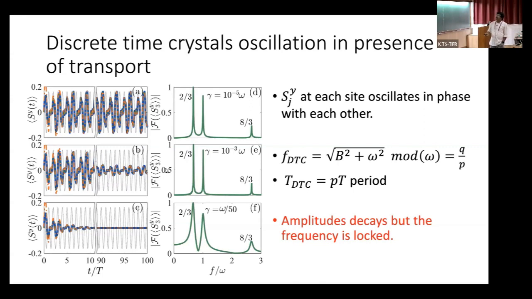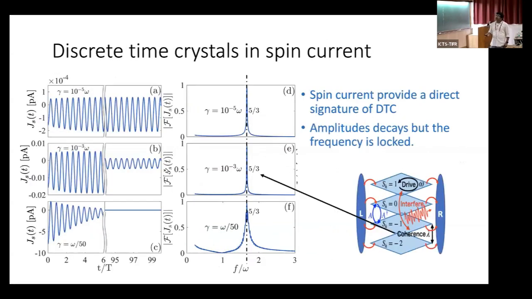One thing worth noticing is that here I have synchronization. I plot 3 different sites, and all 3 sites are oscillating in synchronization, but they did not start in synchronization. So the role of gamma, the dephasing, is to bring the synchronization. And the role of the boundary drive is to drive a current through the system.